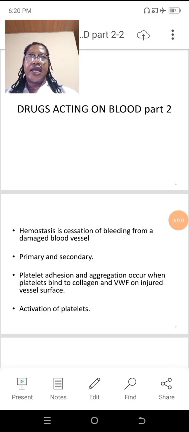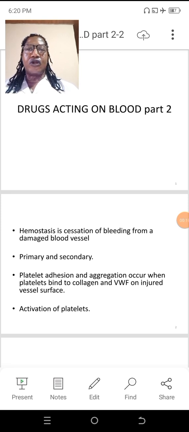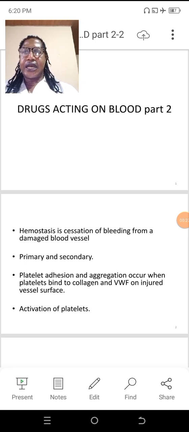Hi, in this second part of our discussion on drugs acting on blood, we are going to look at the anticoagulants. And under the anticoagulants, we'll talk about the direct and indirect thrombin inhibitors. Then we'll also talk about the vitamin K antagonists and the class of drug known as NOAC, novel oral anticoagulants. Then from there, we'll look at the fibrinolytic agents.